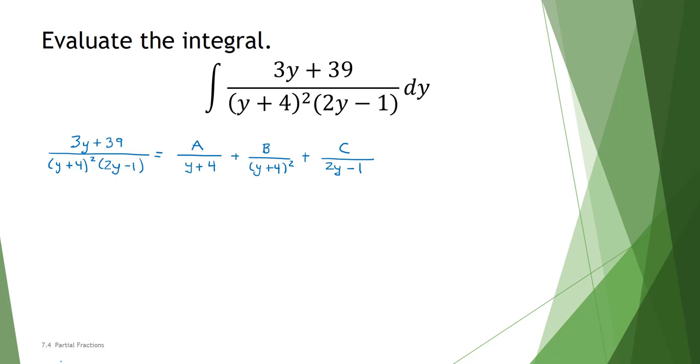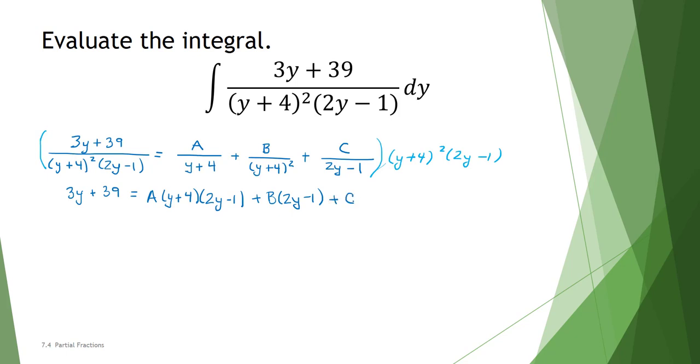Now I'm going to clear the denominators by multiplying this entire equation by (y + 4) squared times (2y - 1). This gives me 3y + 39 equals A times (y + 4) times (2y - 1) plus B times (2y - 1) plus C times (y + 4) squared. And now I'm going to multiply everything out on the right side.